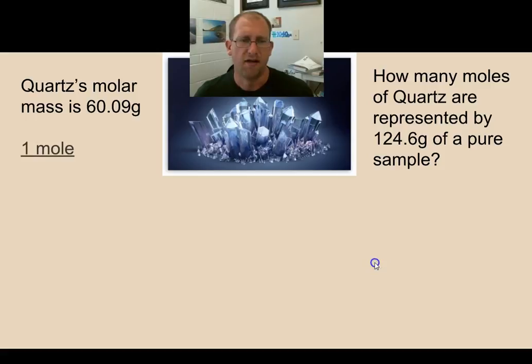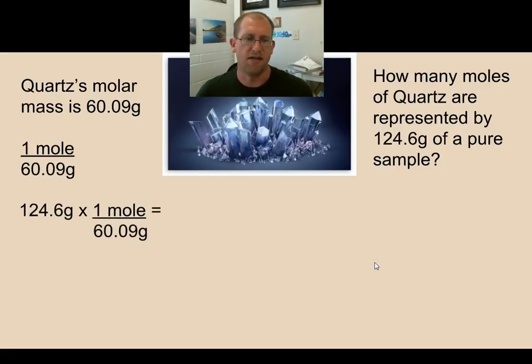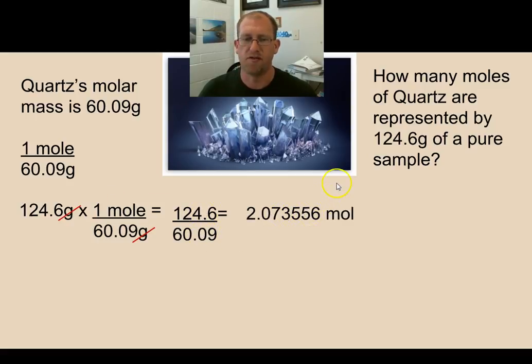So I just divide. 1 mole is 60.09 grams. I can use bridge notation, which is going to become your friend here very, very quickly. And I can show that 124.6 grams times 1 mole is 60.09 grams. The grams will cancel. And then I can multiply across, and I have 124.6 over 60.09. And then I just do the division here. And I'll get 2.073556 moles. That's how many groups of Avogadro's number, how many moles of silicon dioxide formula units are in this crystal that I've been given.